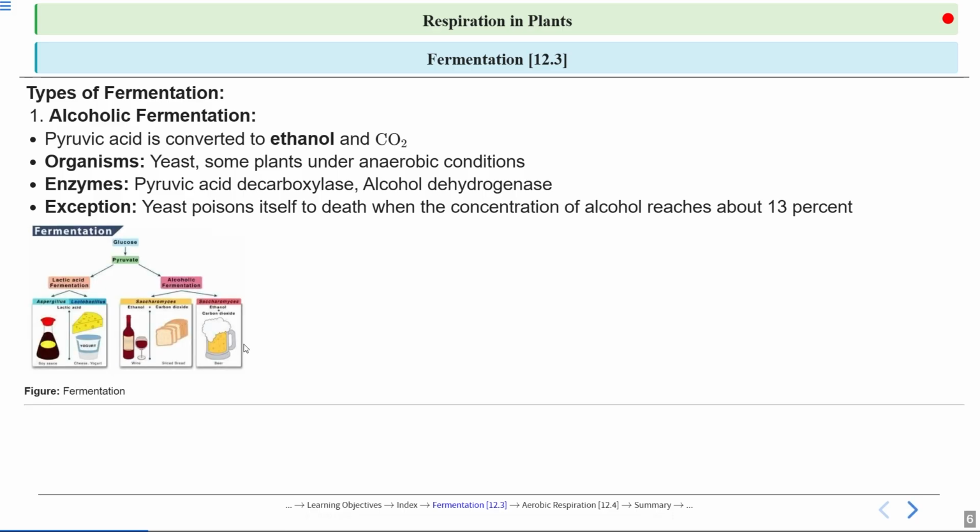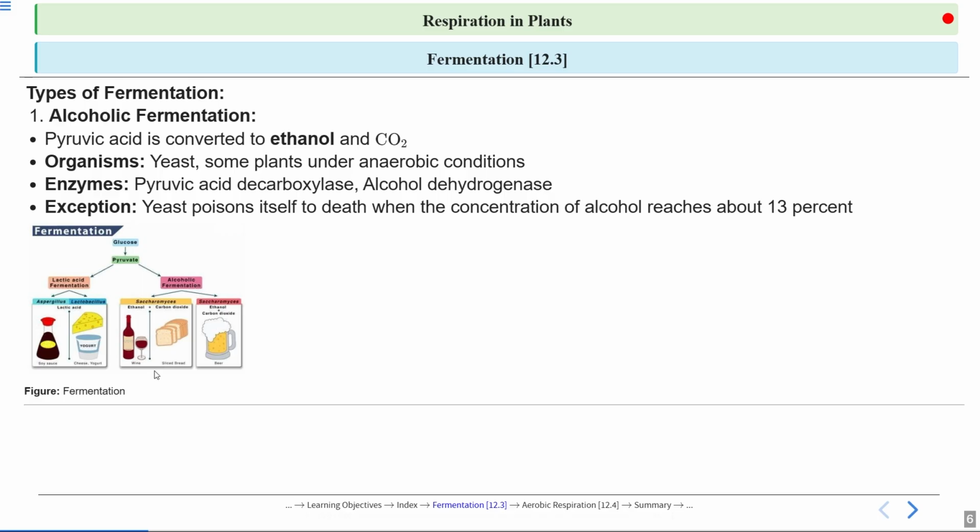So here in the image, we can see the process of fermentation. There is incomplete oxidation of glucose to form pyruvic acid. And after that, different cells handle this pyruvate in different ways. There is lactic acid fermentation and alcoholic fermentation. Lactic acid fermentation happens in organisms like Aspergillus and Lactobacillus. We see the formation of products like soy sauce, cheese and yogurt.